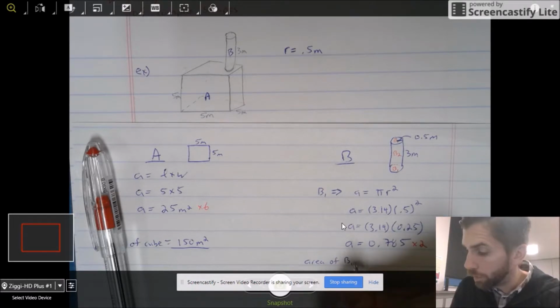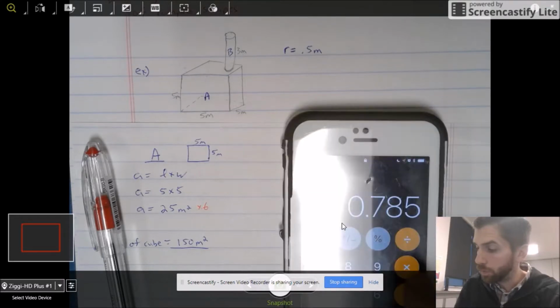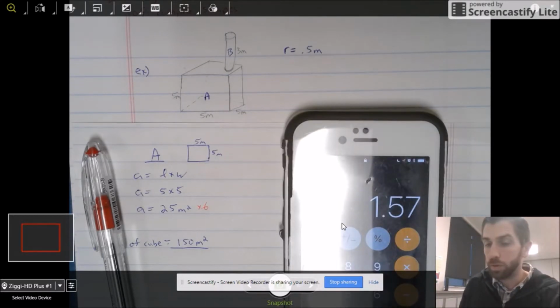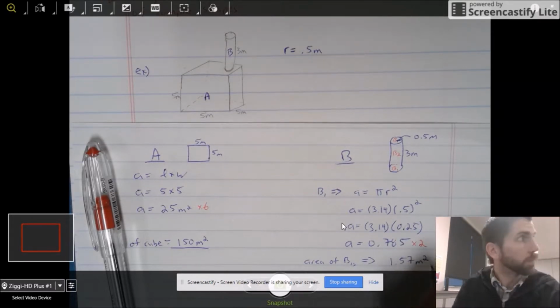My B1s, so 0.785 times 2 equals 1.57 meters squared.